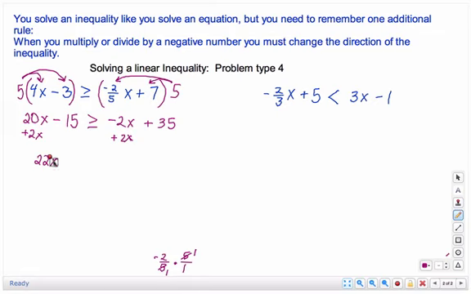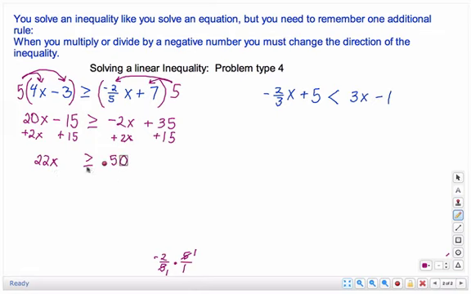Now I like to deal with the number values at the same time. I want the x's on the left, so I want the numbers on the right. So let's move this minus 15. You do that by adding a positive 15 to both sides. And this gives you 50. So this is going to be greater than or equal to 50.